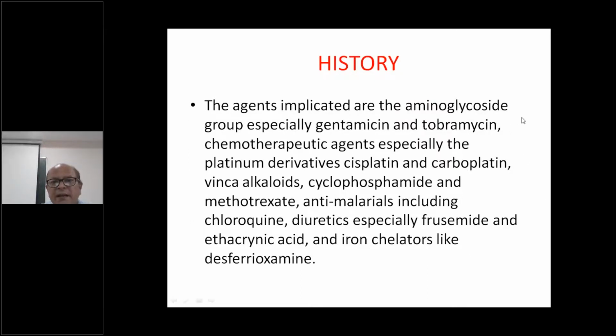Usually implicated are the aminoglycoside group of drugs, particularly gentamicin, tobramycin, and even chemotherapeutic agents, particularly cisplatin and carboplatin, vinca alkaloids, cyclophosphamide, and methotrexate, anti-malarials including chloroquine, diuretics, especially loop diuretics like furosemide and ethacrynic acid, and iron chelators like desferrioxamine. So they are notorious for causing injury to the cochlea, leading to sensorineural hearing loss.